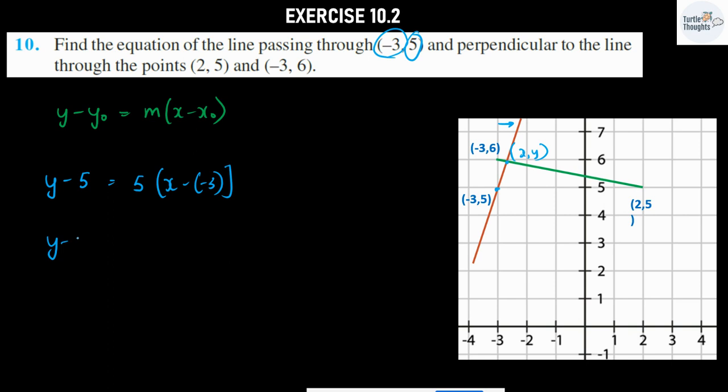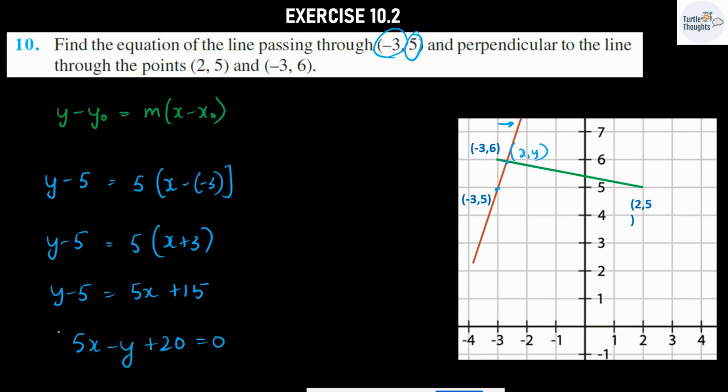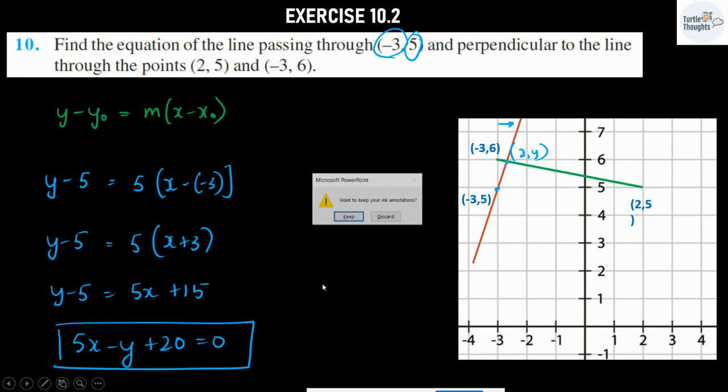So I will be getting this as y minus 5, which will be equal to 5 multiplied by x plus 3. So y minus 5 is going to be equal to 5x plus 15. So transferring to the other side, I will be getting 5x minus y plus 20 is going to be equal to 0. So the equation of the red line will be 5x minus y plus 20 equal to 0.